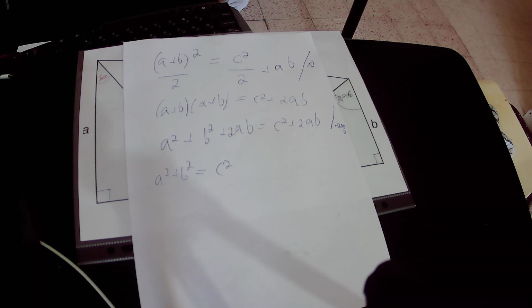Okay, so this is the proof of the Pythagorean theorem. You can find on the internet a lot of other proofs, but this proof is the proof of the President of the United States of America, President Garfield, who was the 20th President of the USA, in 1876.